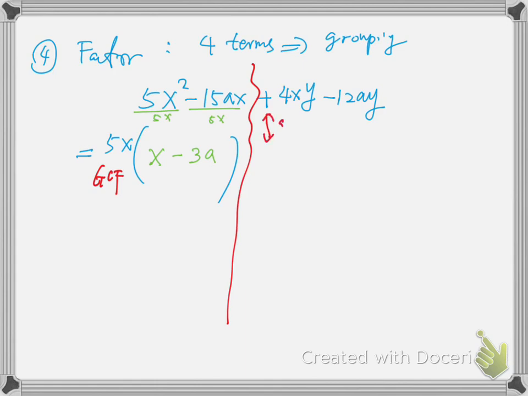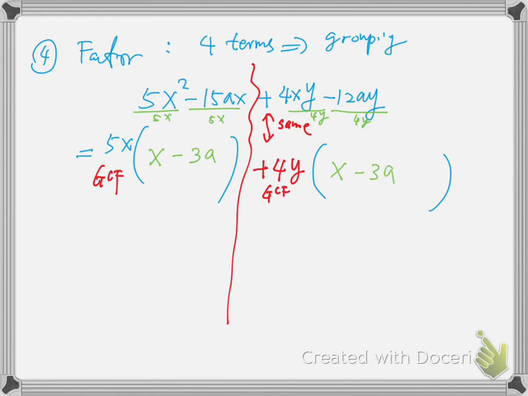For the second group, we have to use the same sign here. That's our first same. We have 2 same. So this is plus sign, 4 and 12. We got 4xy, 12ay, so the common part is y. This is our second GCF. Now 4xy divided by 4y, we got x. Negative 12ay divided by 4y, we got negative 3a.